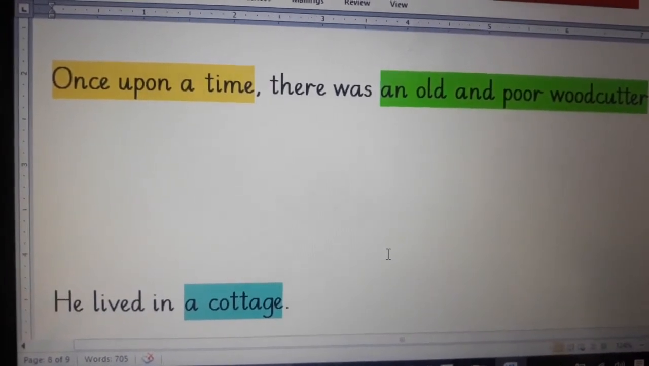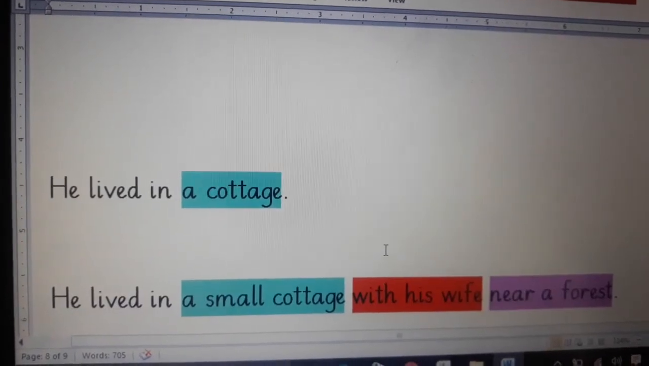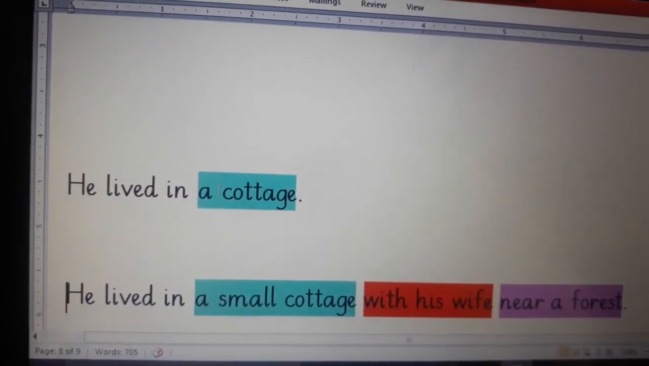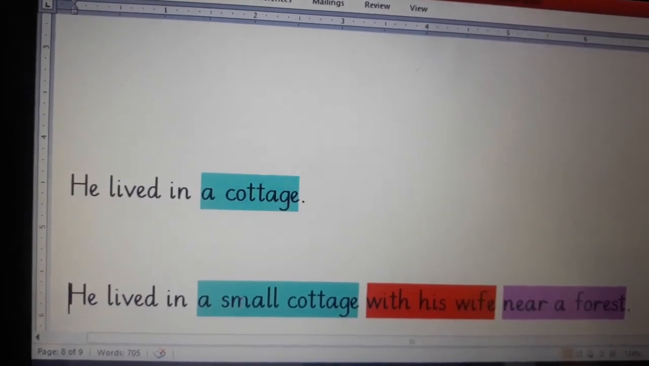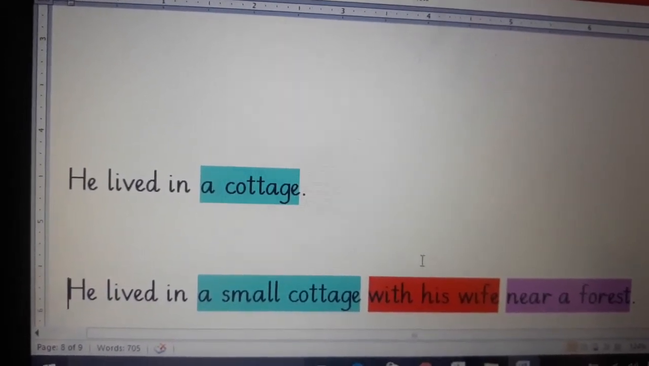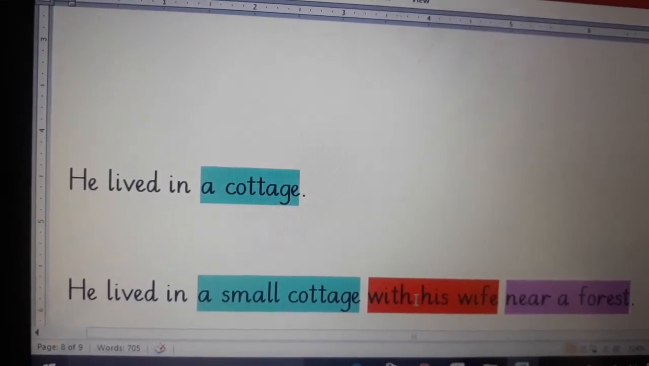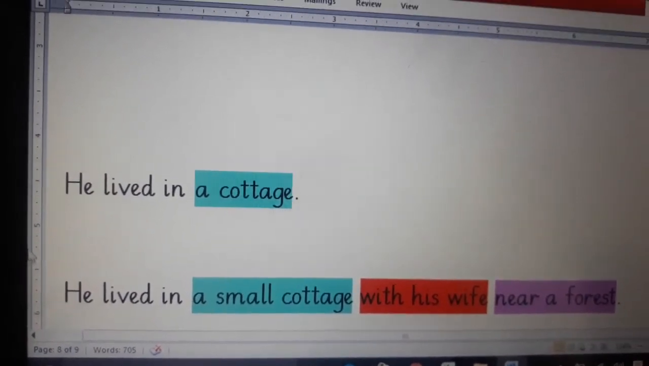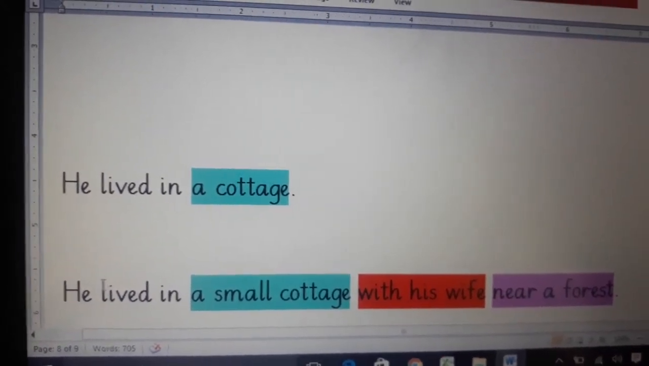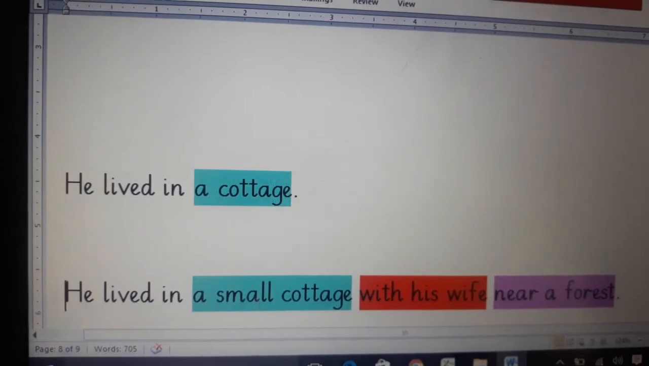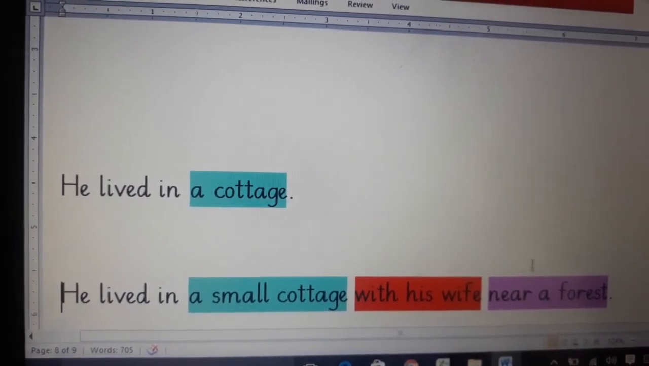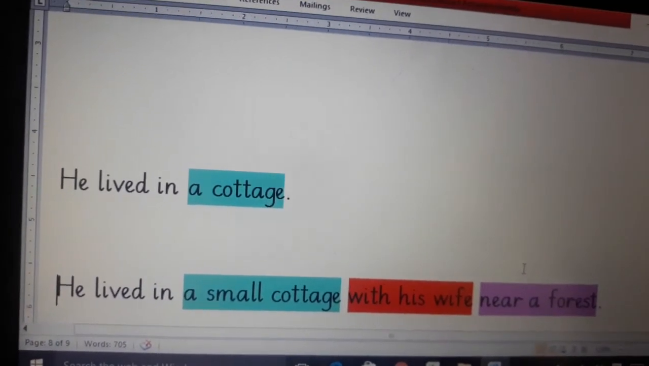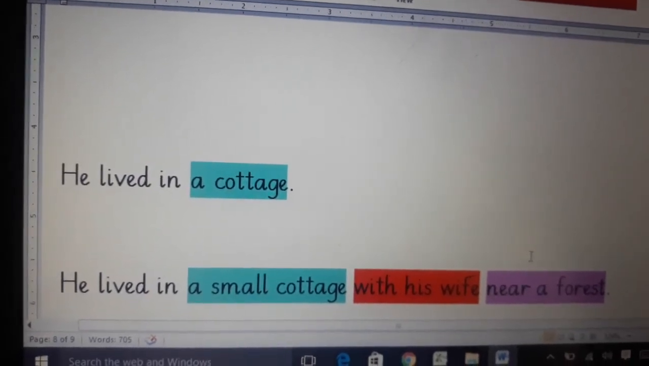As most of you write, he lived in a cottage. I have replaced it with an upgraded sentence. With a cottage, I have added an adjective, a small cottage. A prepositional phrase, with his wife, and then an adverb of place, near a forest. So instead of writing he lived in a cottage, you can write, he lived in a small cottage with his wife near a forest. So this is how you can write sentences while writing your stories, essays, letters, and other pieces of text.